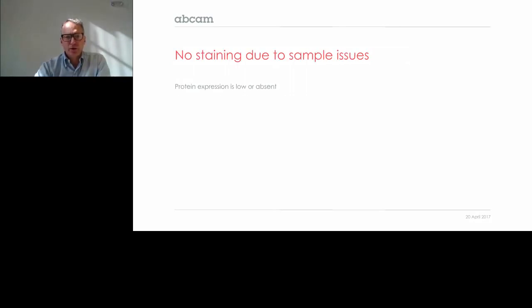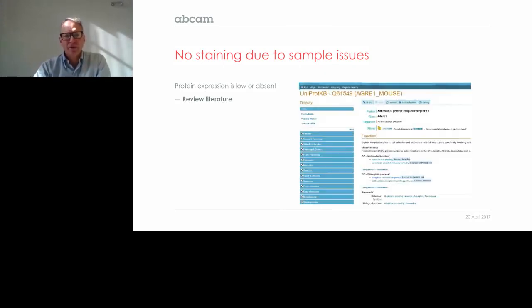And let's start with no staining due to sample issues. One of the main causes would simply be that there's no protein to detect. The protein expression is low or absent. So you want to be sure your expectations are valid, so you want to review the literature.